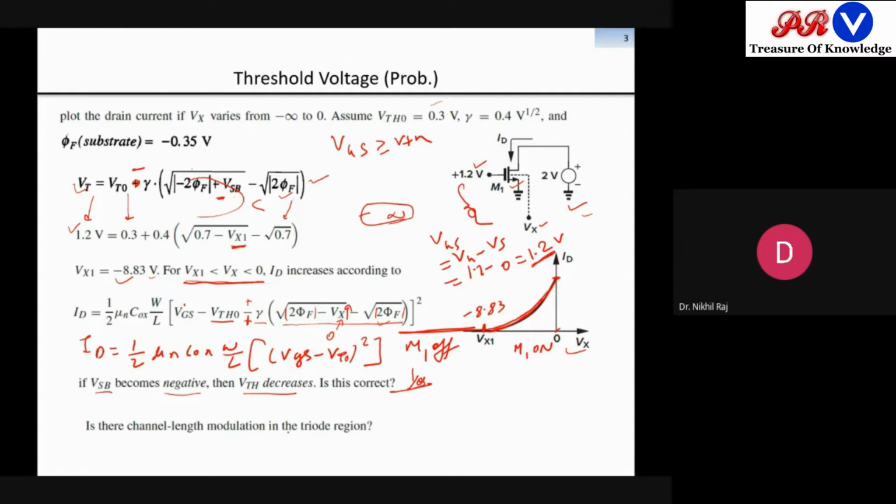Then is there any channel modulation in the triode? No, because channel modulation always exists in the saturation, which is the condition after the pinch off. So this is not correct. Fine. So these two can be your quiz problems.